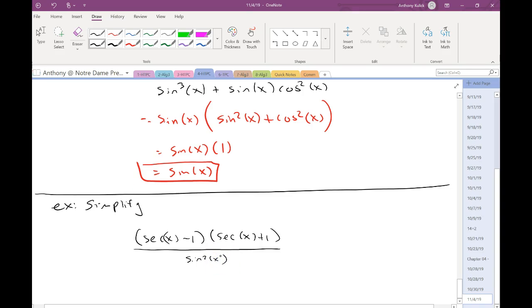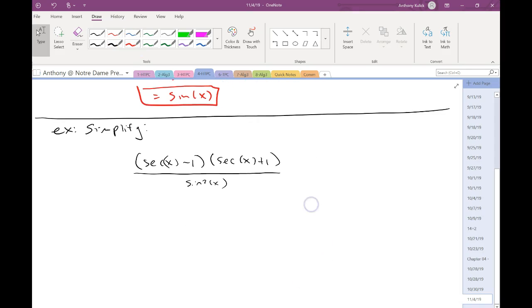So let's say we have secant x minus 1 times secant x plus 1 all over sine squared x. What do you guys think we should do first here? Okay, when you say combine the secant, how are you going to do that? Foil out the 2 parentheses. Yeah, I like that idea.